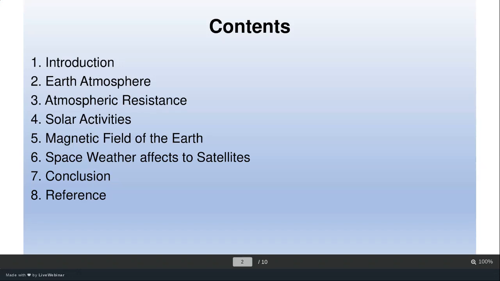The content I will talk about has eight parts. The first is introduction. The second is Earth atmosphere. The third, atmospheric resistance. The fourth is solar activities. The fifth, magnetic field of the Earth. The sixth is space weather effects on satellite communication. The seventh is the conclusion, and the eighth is the reference.